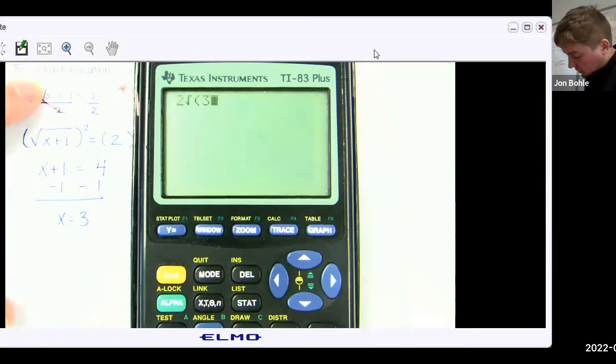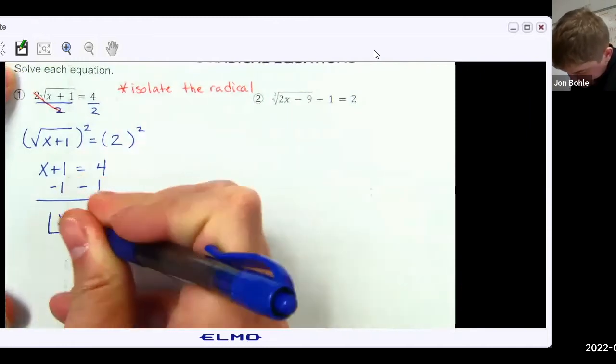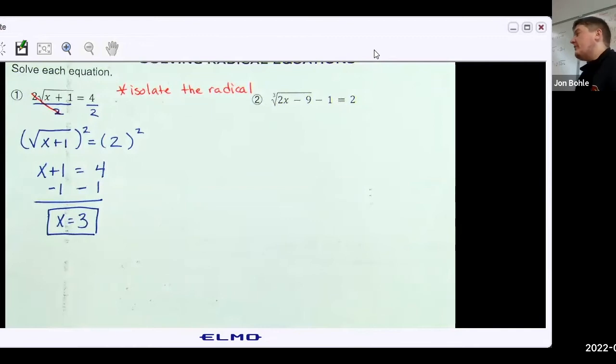3. 3 plus 1. 2 times the square root of 3 plus 1, which is 2 times the square root of 4. The square root of 4 is 2. 2 times 2 is 4. So I checked my work and it worked out. So this is my answer. I'm just getting you in the habit of that because there will be problems where you check your answer and it's actually not going to work.